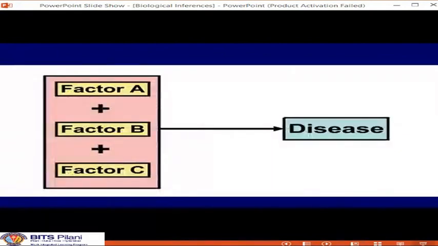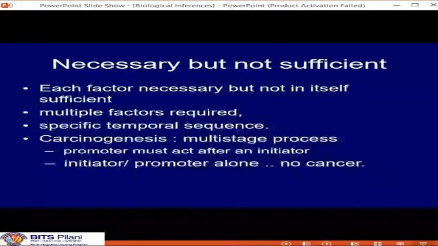The second one is this. There are three different factors, A, B, or C. Any of them could cause disease. And as you can figure from this figure, this fits into necessary but not sufficient. Each factor is necessary to cause cancer, but it's not sufficient in itself. One by itself cannot cause cancer. Multiple factors are required.